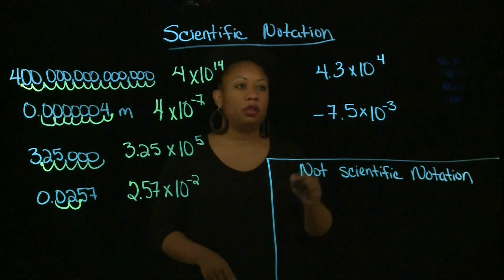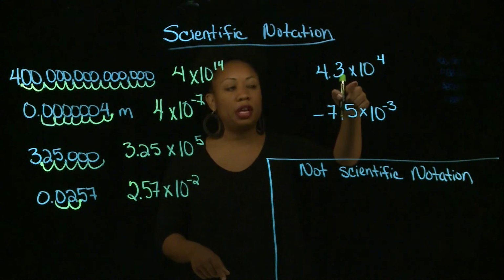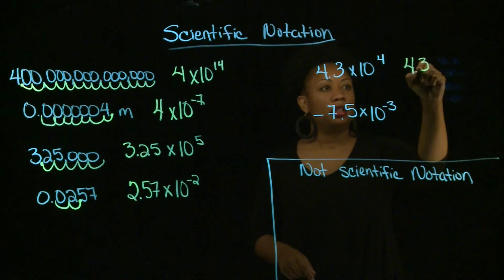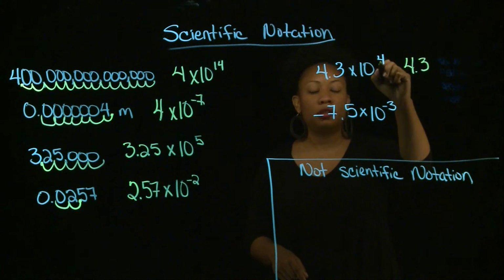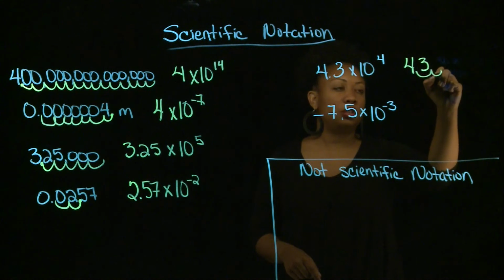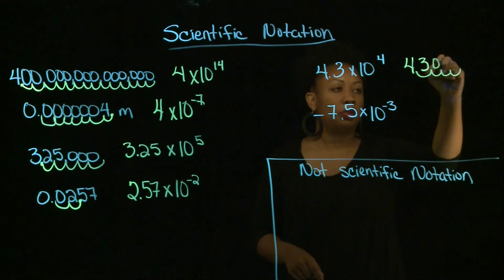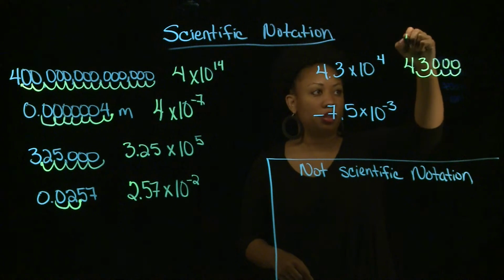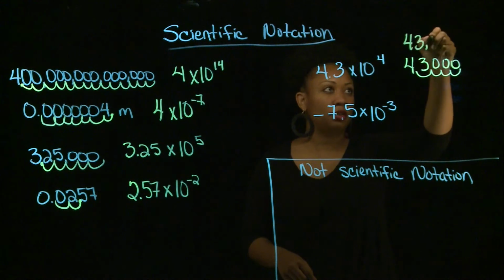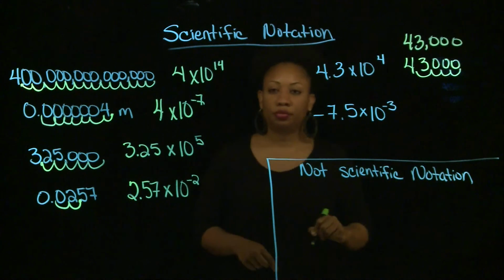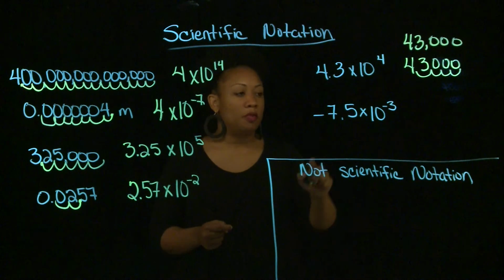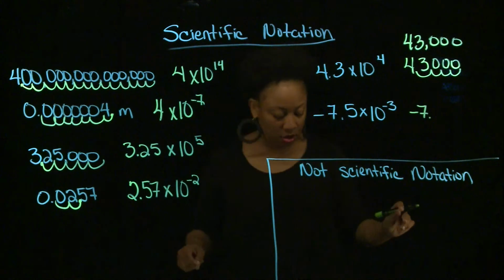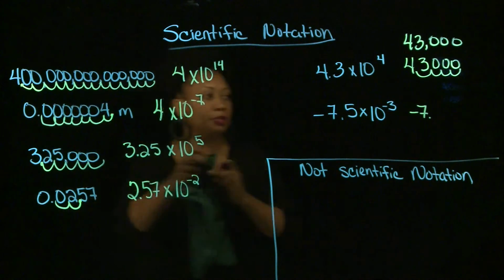Now we're going to reverse it. If we have 4.3 times 10 to the 4th, you can write 4.3, and we're going to move this decimal place over 4 times. So you have 1, 2, 3, 4. And we're going to place some zeros in there. So your final answer is going to be 43,000.